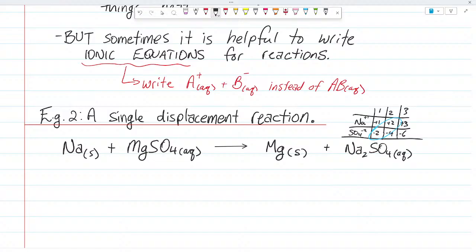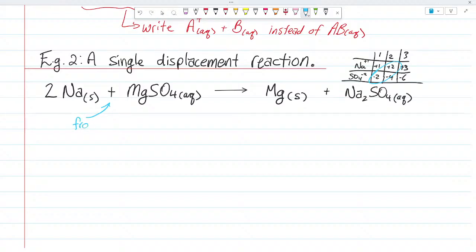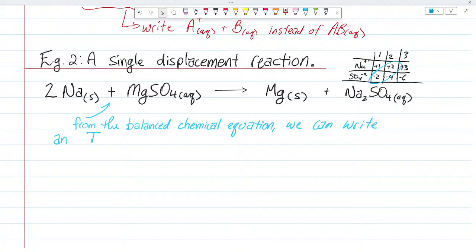Okay. There we go. How's that feel? Is it balanced? But it's pretty trivial to balance. What do we need to balance it? Yeah, just a 2 there. And now it's balanced, right? Okay. So now, from the balanced chemical equation, we can write an ionic equation.